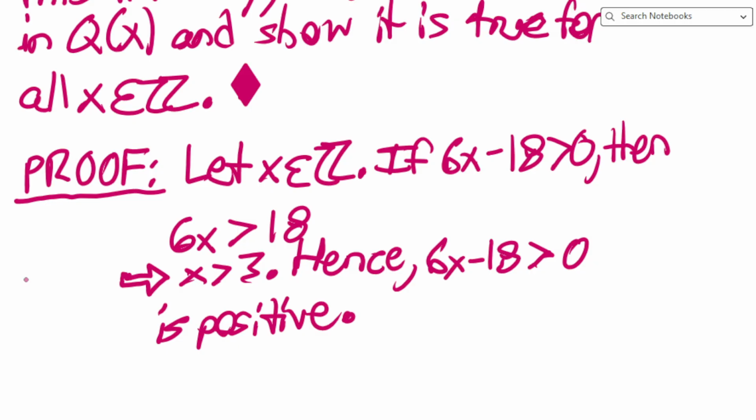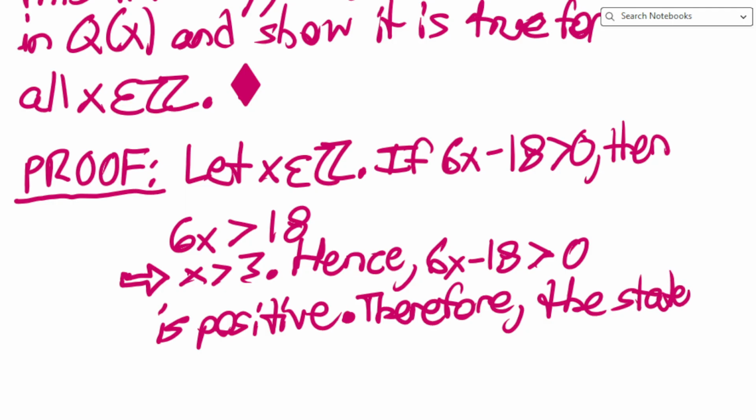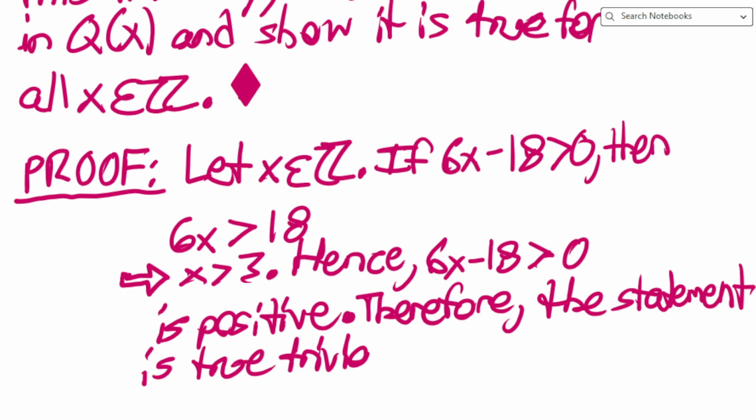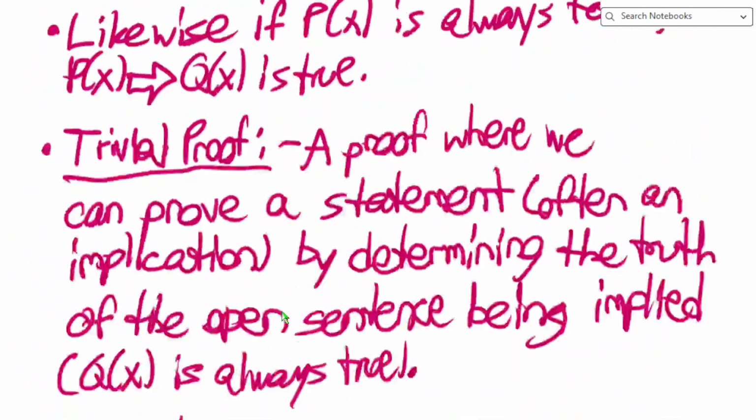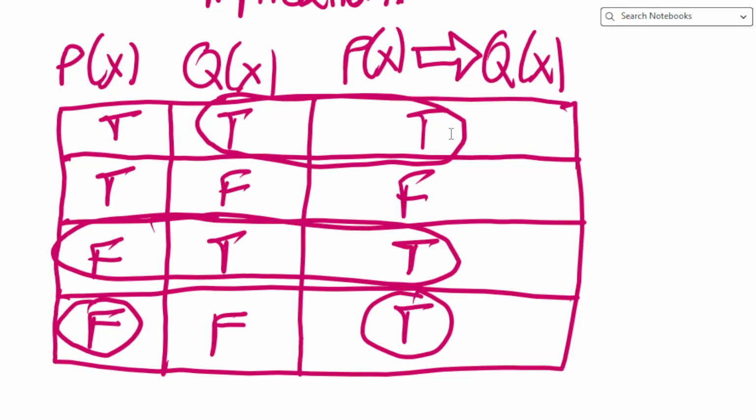So therefore the statement is true trivially. And we have just proven this statement using a trivial proof. Because we have showed that the statement Q(x) is true for all integers x that it is positive. So, therefore, if we go back to our truth table, the implication is true.